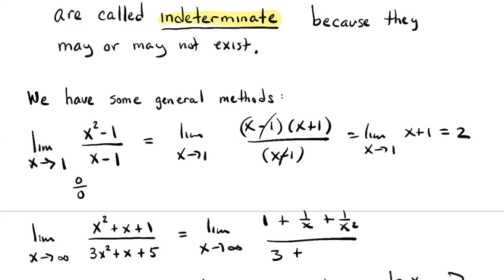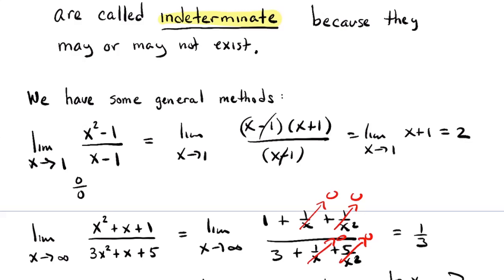The denominator would be 3 plus 1 over x plus 5 over x squared. And then these terms, the terms with x's in the denominator but not the numerator, they're all approaching 0. Yeah, because big denominators make the fraction want to get small. So in that case, we see that the limit is a third. Yeah, so we have techniques to handle this.